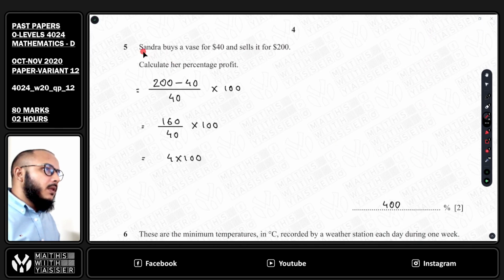Question number 5. Sandra buys a vase for $40 and sells it for $200. Calculate her percentage profit. So that will be the new price minus the price with which she bought it. So the selling price minus cost price divided by the cost price times 100. So that will give us 160 over 40 times 100. 40 times 4 should be 160, and 4 times 100 will be 400. So her profit was 400%.